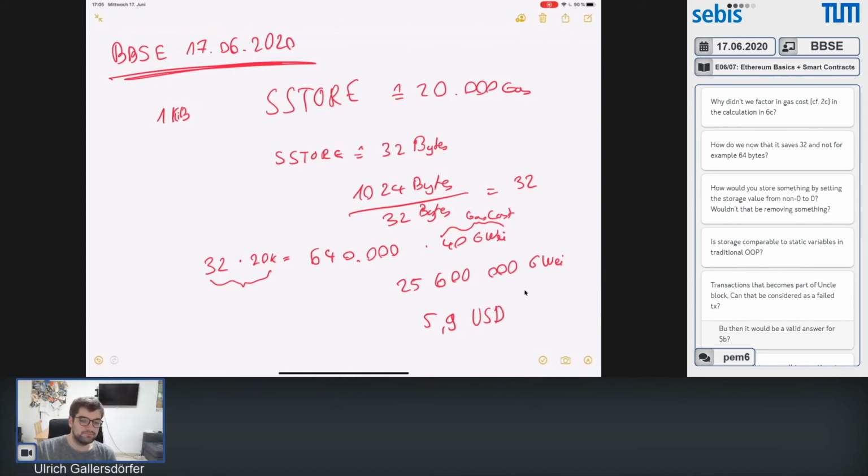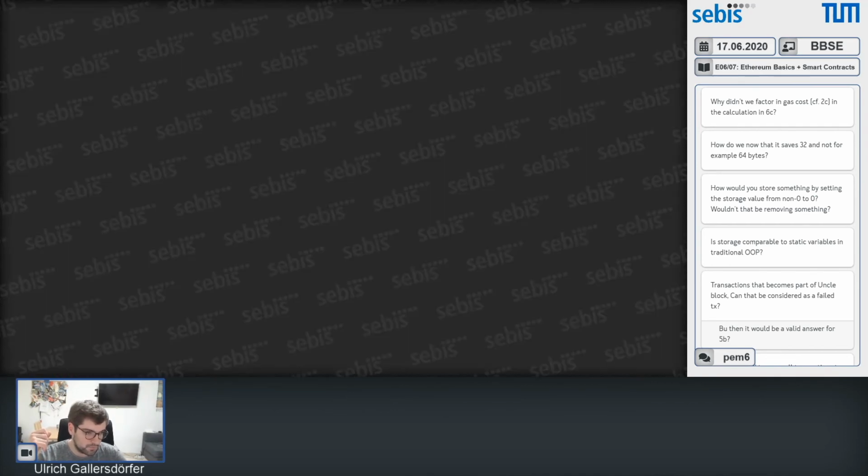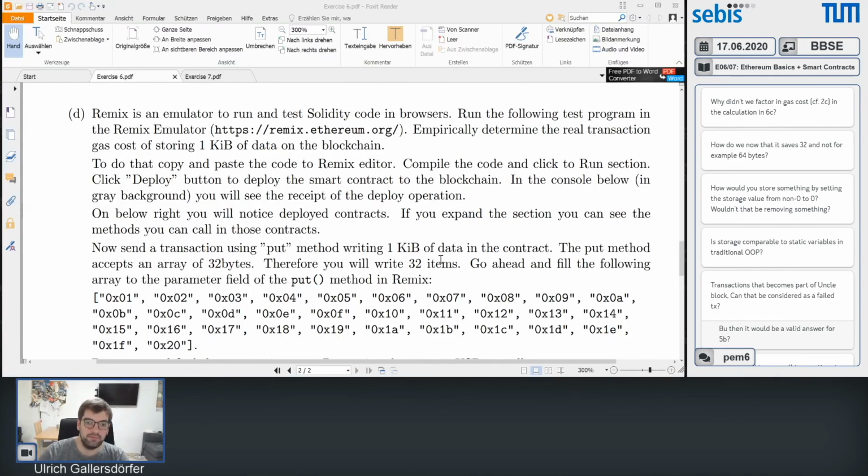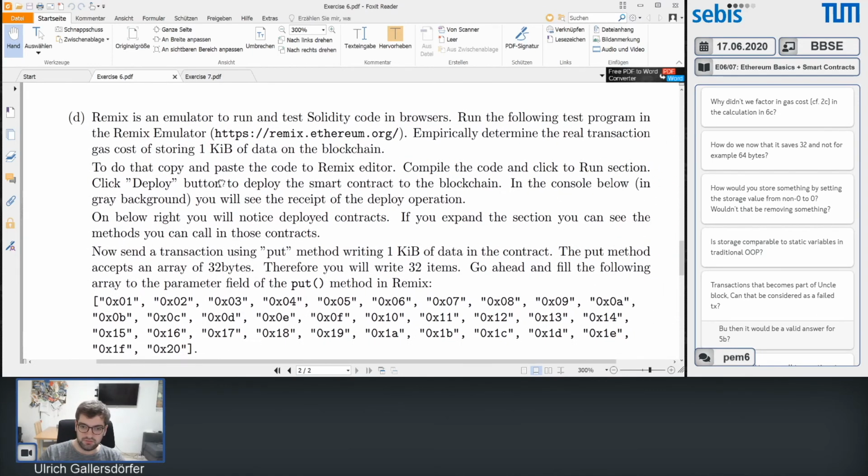So we will take a look at this part, which tells you a little bit more about that. We will try it right now here, and then you see there are additional costs. So Remix is an emulator to run and test Solidity code in browsers. Run the following test program in the Remix emulator, empirically determine the real transaction cost or gas cost of storing 1 kilobyte of data on the blockchain. To do that, copy and paste the code to the Remix editor, compile the code and click the run section, click and so on. That's something I showed you before.